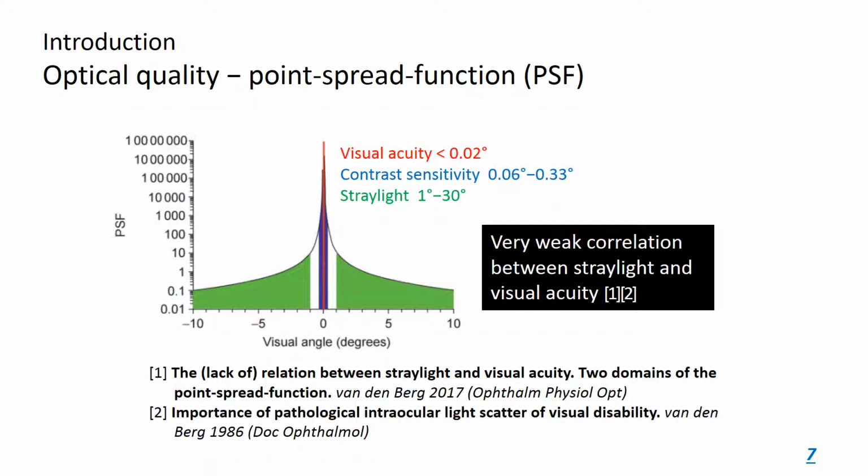They explain this by pointing out that the process of light scatter, which results in stray light, has little impact on the central region of the point spread function, which is associated with visual acuity regardless of the level of severity of stray light.